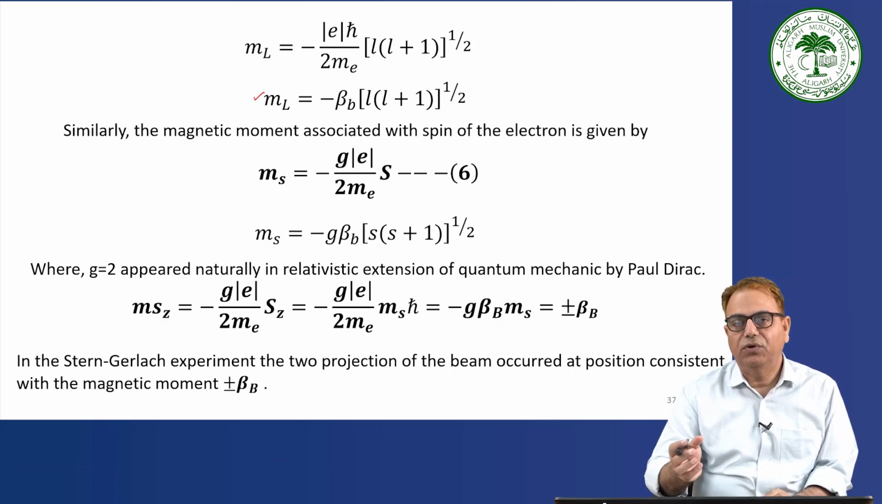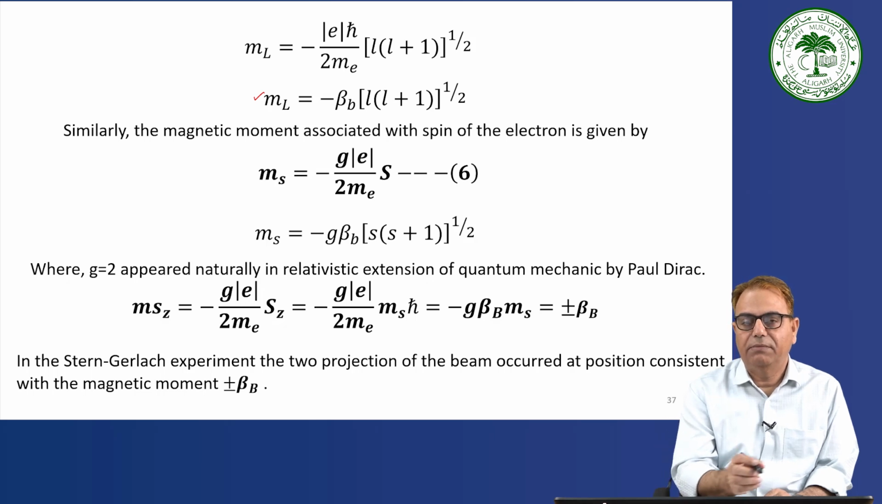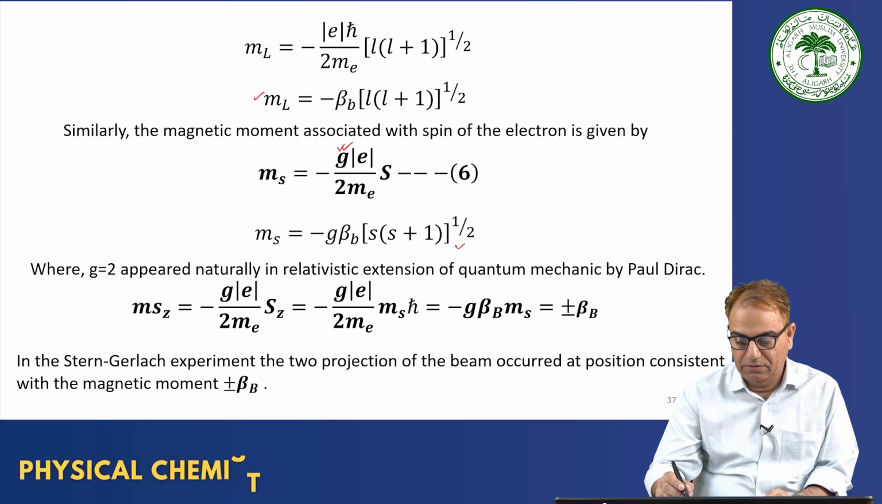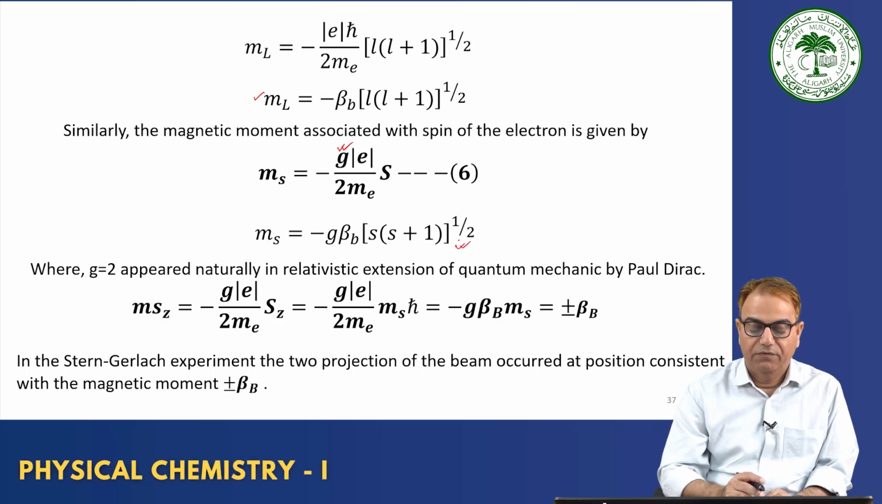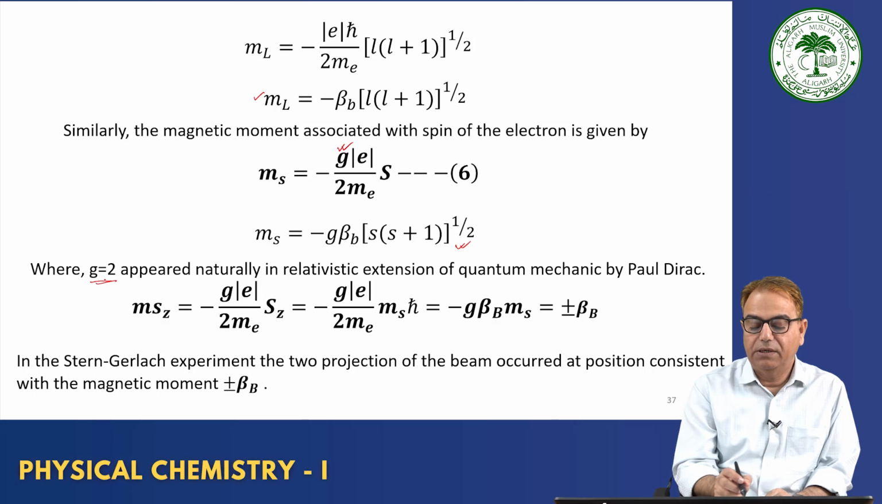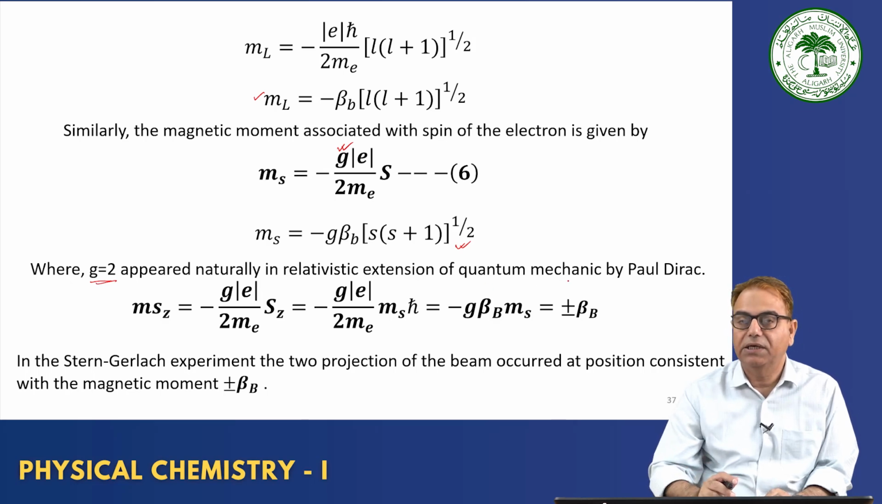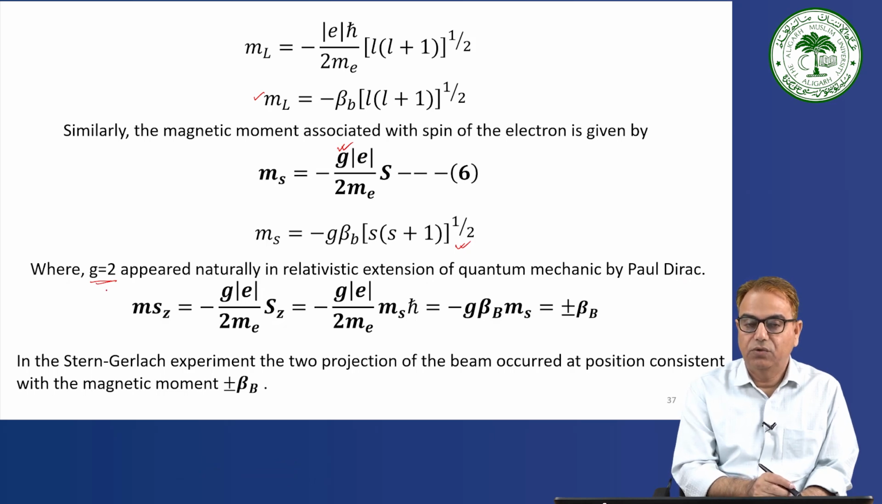So here also, if you write the magnetic dipole because of the spin, it becomes minus g e/2m_e into S. The only new quantity is g, which I will tell you, and this M_S becomes equal, in the same fashion, to g beta_B [S(S plus 1)] raised to the power 1 by 2. Where this g equal to 2 appeared naturally in the relativistic extension of quantum mechanics by Paul Dirac. When Paul Dirac extended the concept of quantum mechanics to the theory of relativity, he found the value of g, and this value is equal to 2.